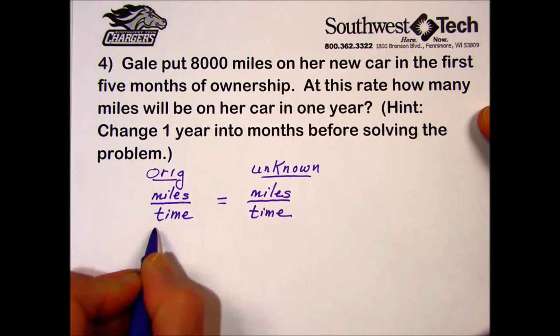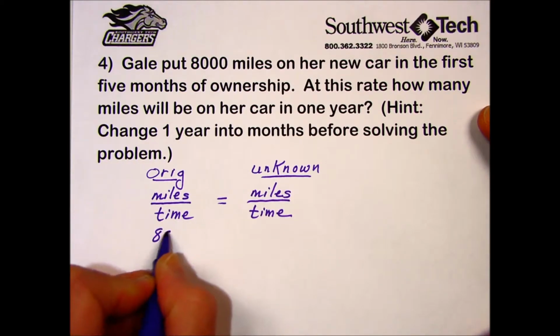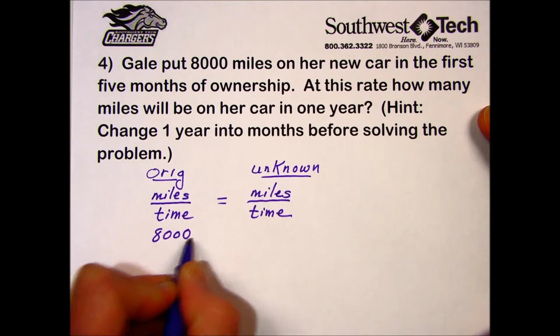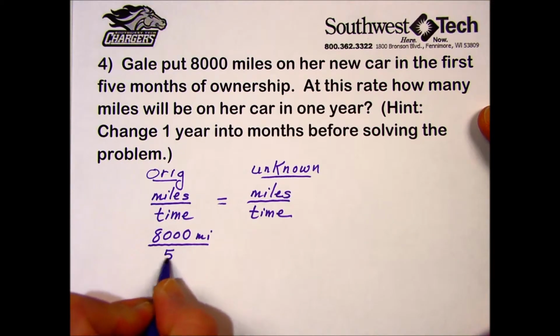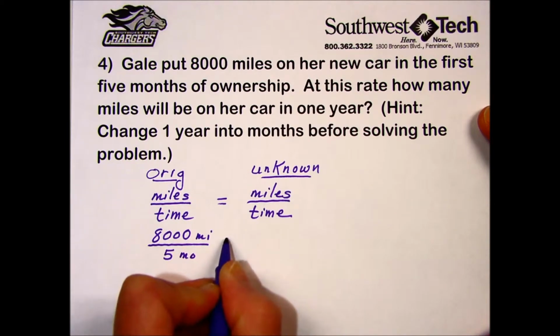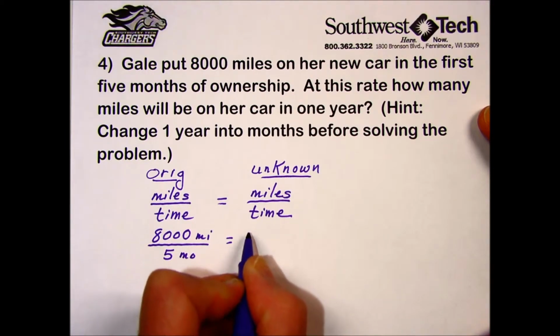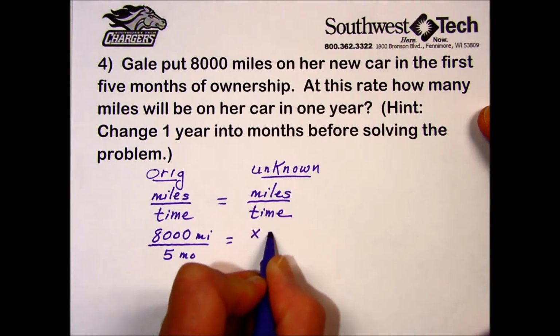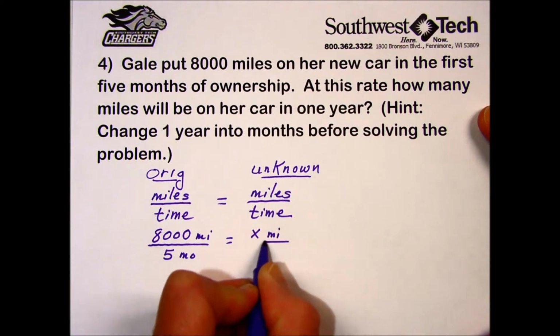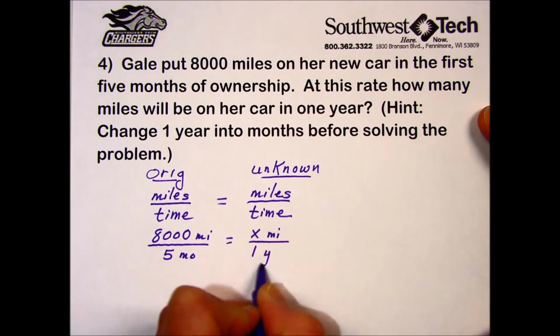And it says in the first part of this problem, Gail put 8,000 miles on her car in the first 5 months. With more time, we would expect more miles, and the question says, at this rate, how many miles? That's our unknown. Is she going to put on her car in 1 year?